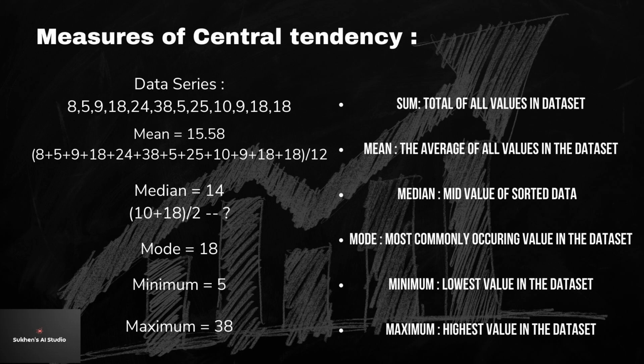Minimum is self-explanatory, the lowest value of the dataset. Same goes with the maximum. This is the highest value in the dataset. Here we have 38 as the highest value in our dataset. These are some of the basic descriptive stats, which are also called measures of central tendency.